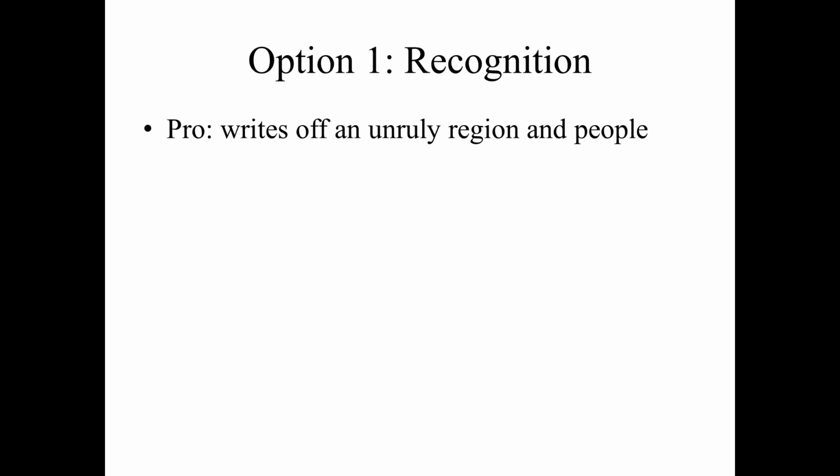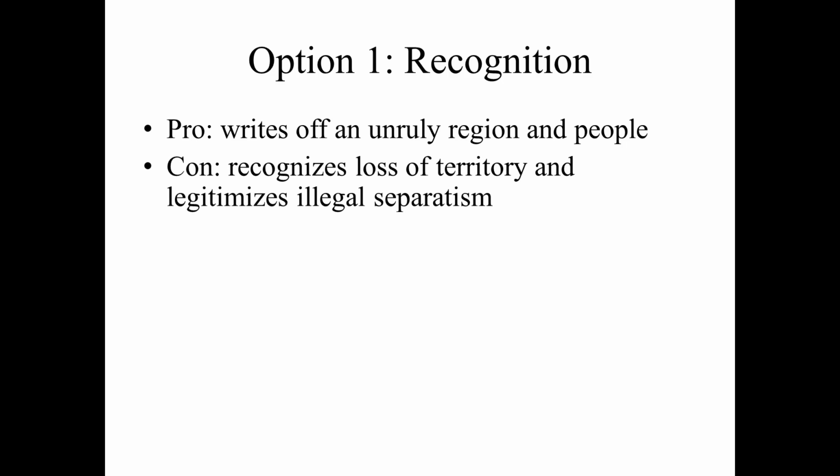So, you know what? Out of sight, out of mind. Well, the con is that if a parastate is created through terrorism and separatism, if the host state recognizes, then it gives legitimate credence to what is basically an armed uprising and a seizure of territory, right? And look, this is not giving up colonies.